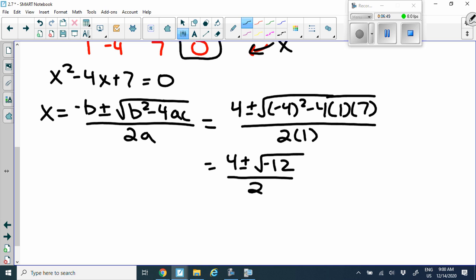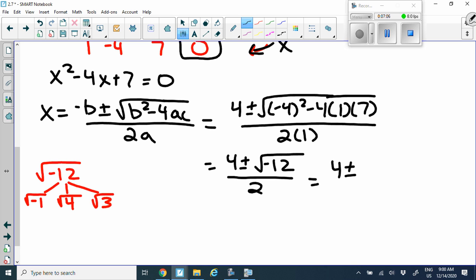Okay, let's go ahead. We're going to simplify that square root of negative 12. So remember, when we have negative, that represents square root of negative 1. Then for 12, the perfect square that goes into it is going to be 4. Okay? So when I simplify this, I have 4 plus or minus. Square root of 4 is 2. I will have i because square root of negative 1. And then square root of 3 all over 2.